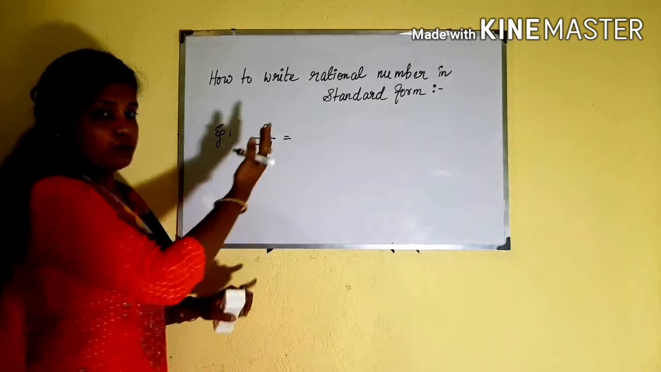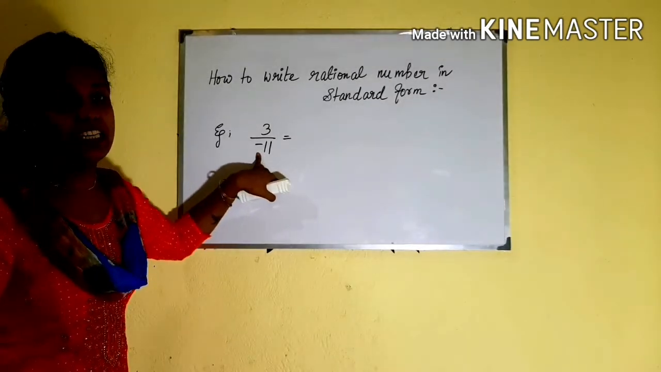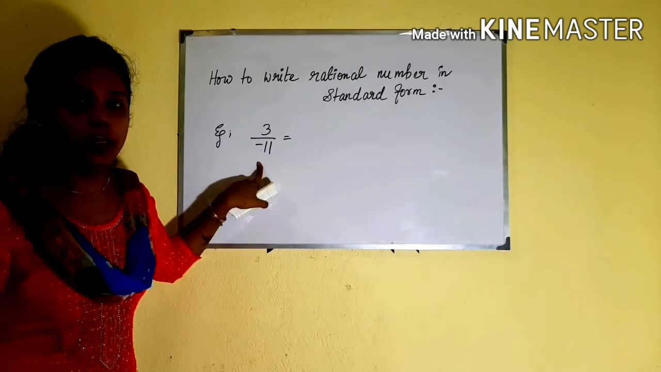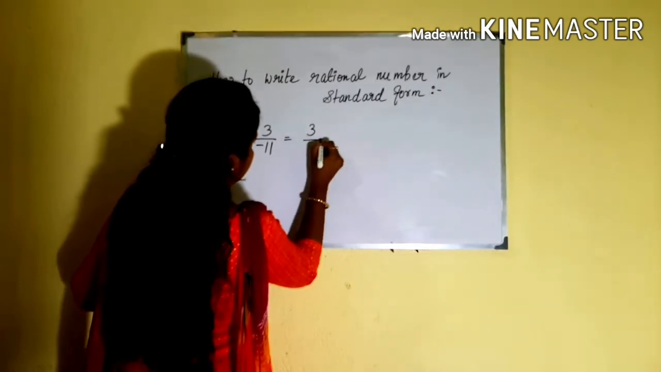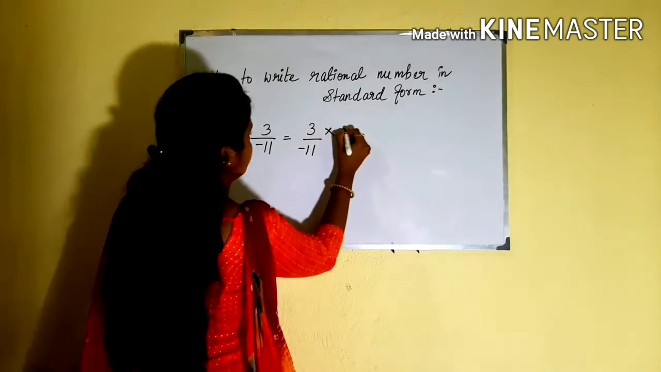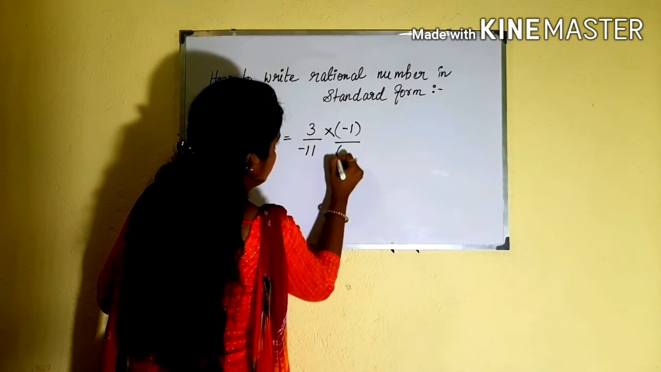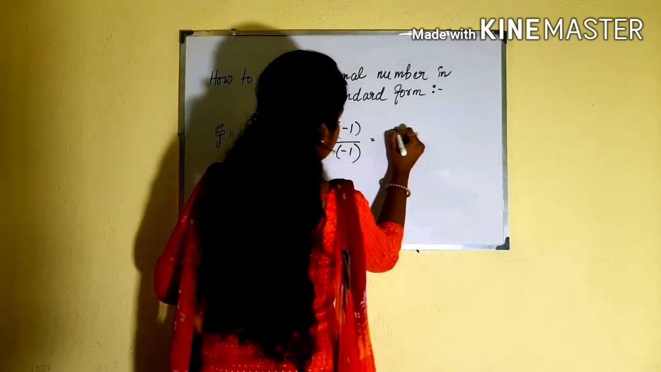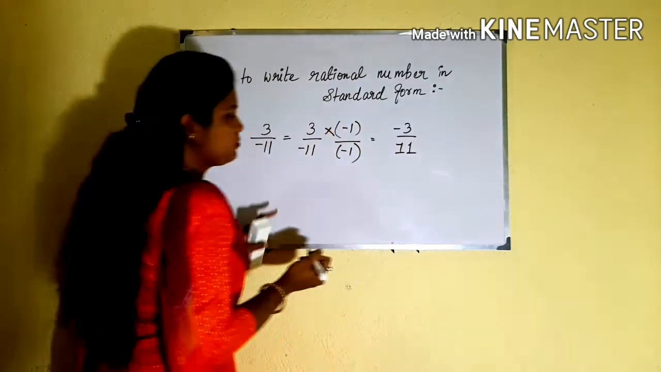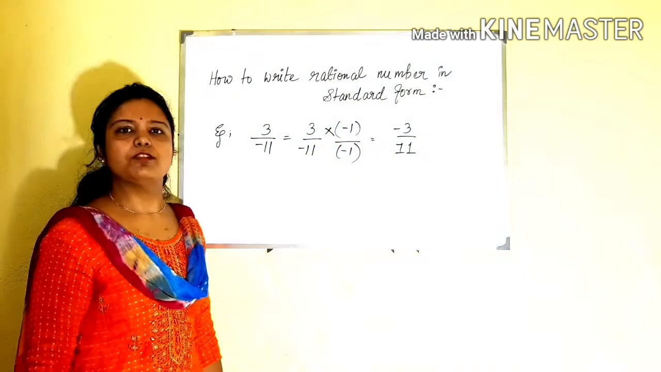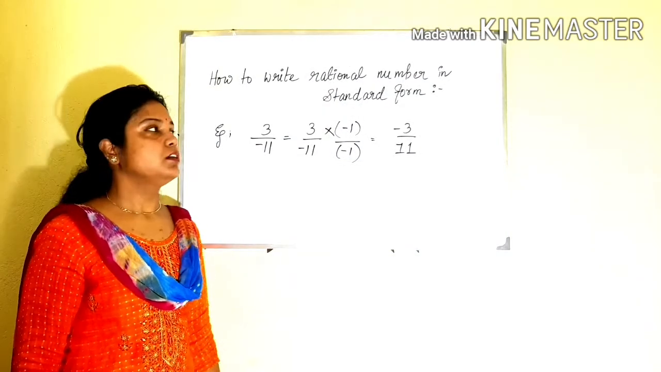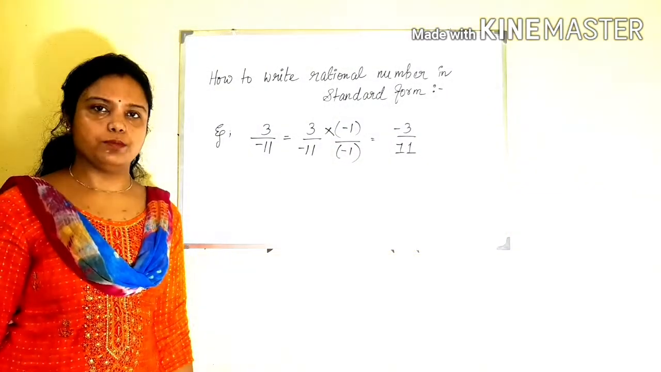So how do we convert this negative denominator into a positive? Just by multiplying by -1, both in the numerator and in the denominator. After multiplying by -1, we get -3 by 11. So this is the standard form of the rational number.